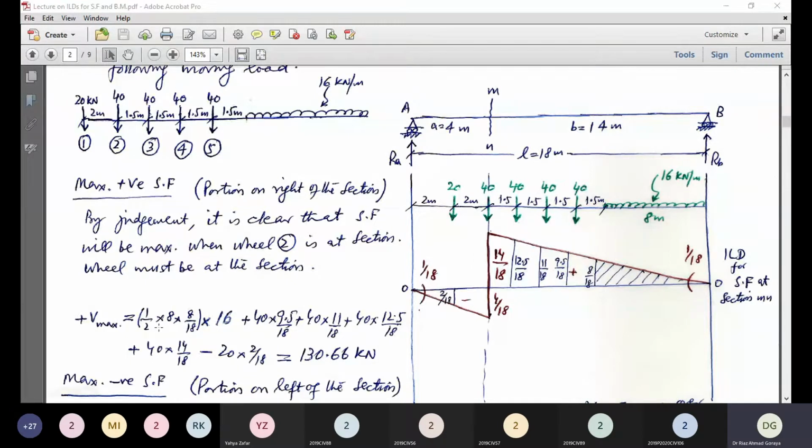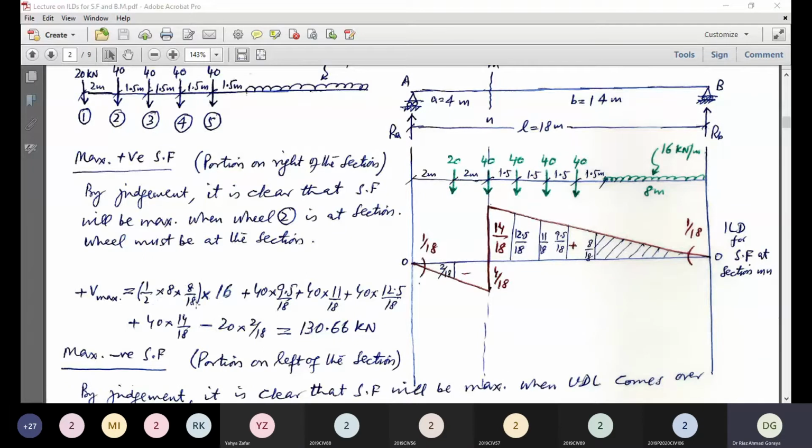Now, first is the area of ILD under UDL, half into 8 into 8 by 18, into 16, that is the intensity of the UDL, plus 40 into 9.5 over 18, plus 40 into 11 over 18, plus 40 into 12.5 over 18, plus 40 into 14 over 18, minus, because this wheel 1 is in the negative region, 20 into 2 by 18. So the maximum positive shear force is 130.66 kilonewton.